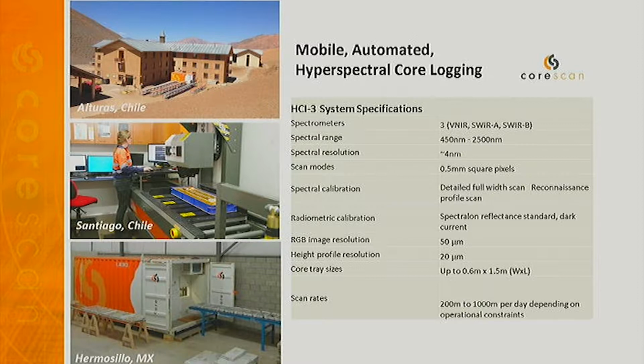So this is how the data was collected. It was collected with the Corescan hyperspectral core logging system. It's a mobile unit. These are some of its specifications. I think I've shown this to enough people, so I won't go into it too much, but we're doing 450 to 2500 nanometers in 4 nanometer bands. And importantly, our spatial resolution for the pixels is 500 micron. That's the size of the pixel that we're doing the detection of the minerals with.